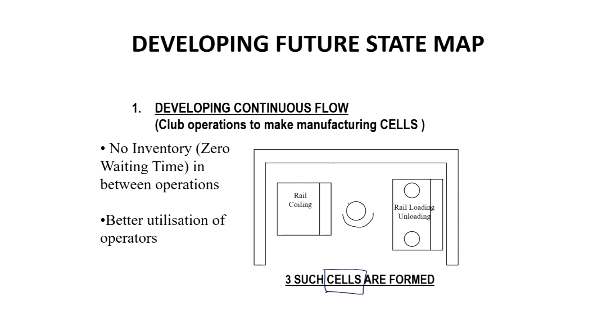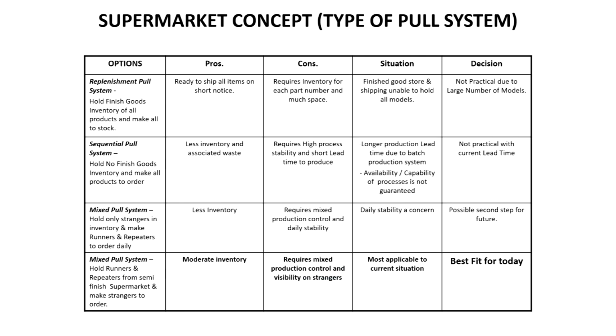and we can eliminate the work in process in between the cells, and one worker can do both the rail coiling as well as loading and unloading on the machine. So, no inventory or waiting time in between the operations, and better utilization of the operator also.